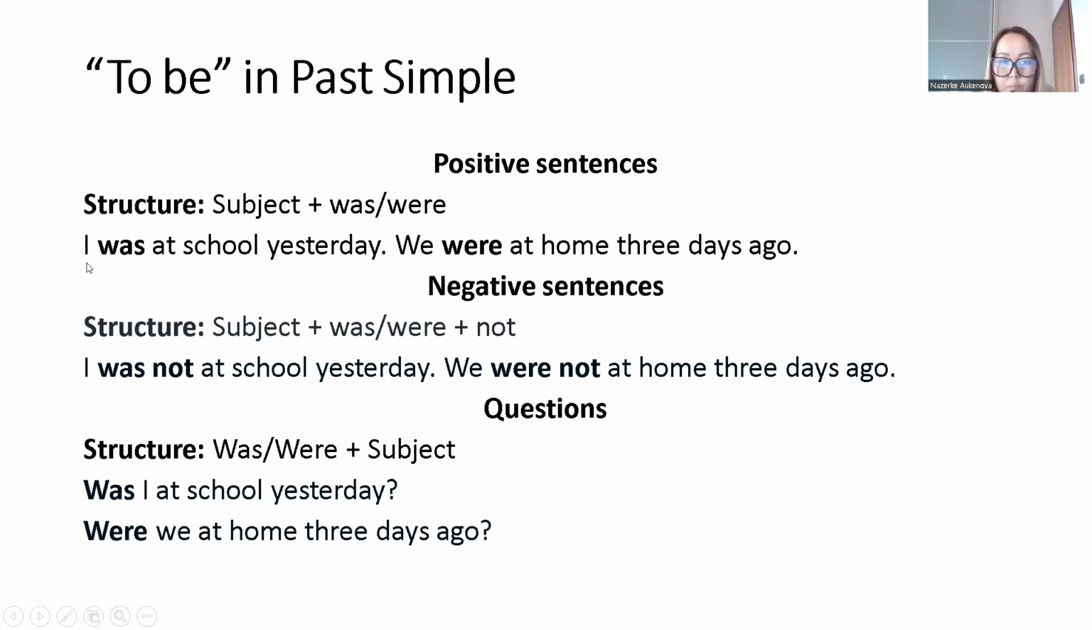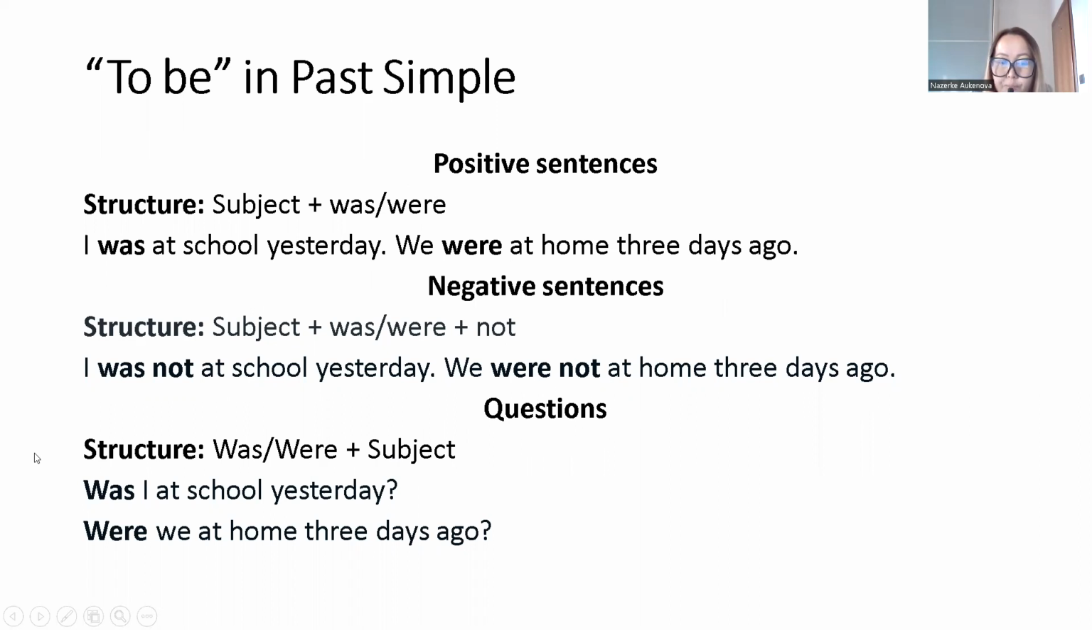Okay. For example, I was at school yesterday. So we were at home 3 days ago. Negative sentence follows this structure: subject, was or were, and then not. So was or were, after that we have to use not. I was not at school yesterday. We were not at home 3 days ago, and so on.